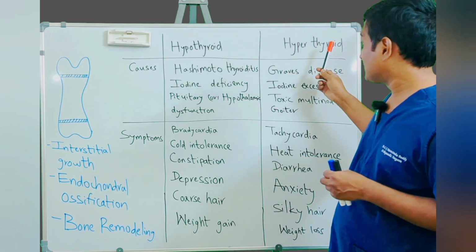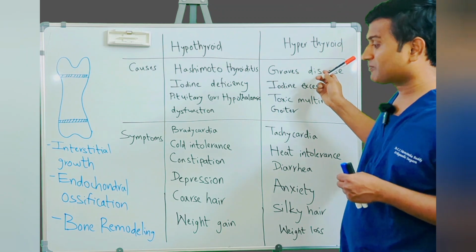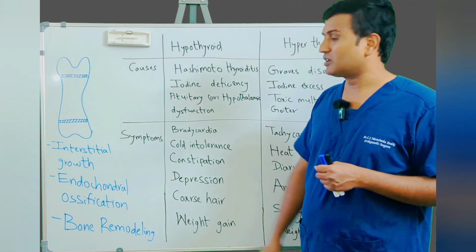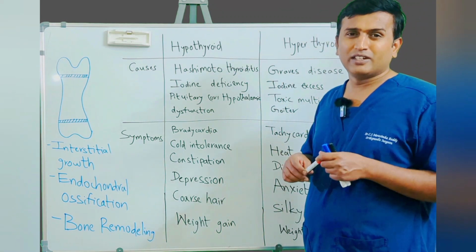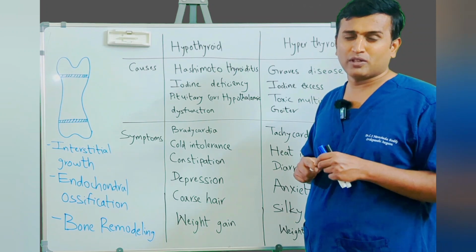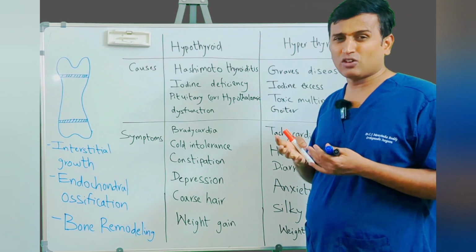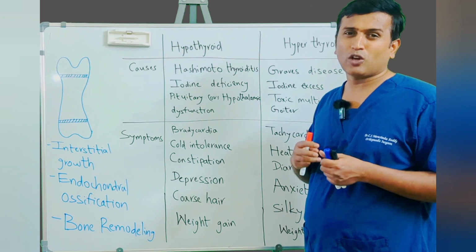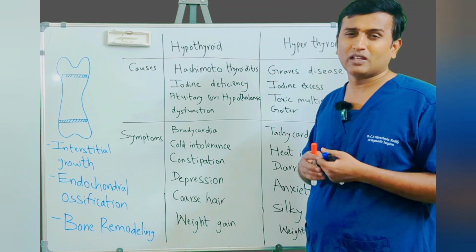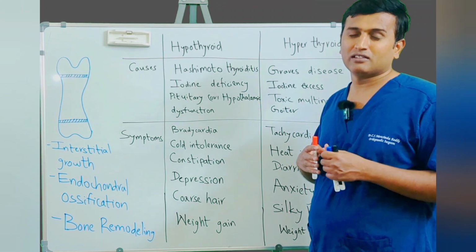And in hyperthyroid condition, how does it affect? It affects bone remodeling. So it can also lead to osteoporosis in a few patients, and it might or might not affect the density of the bone. I hope that should be useful.